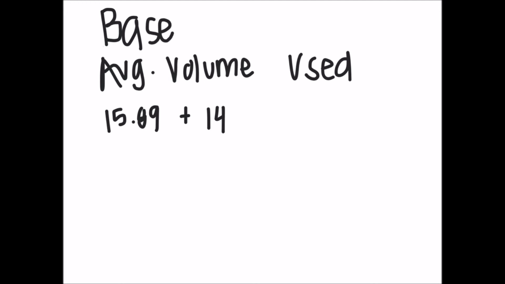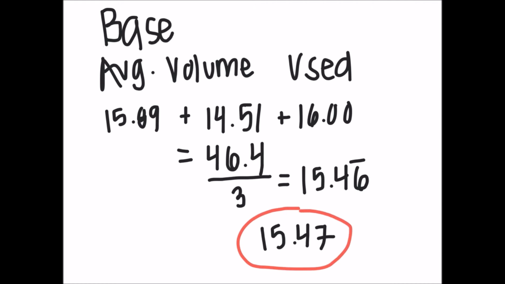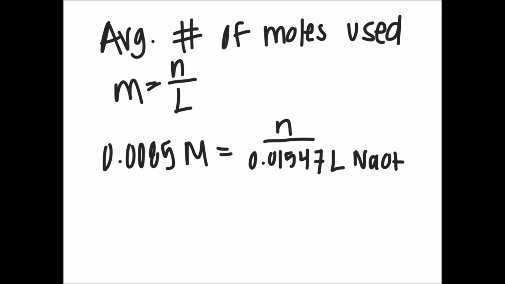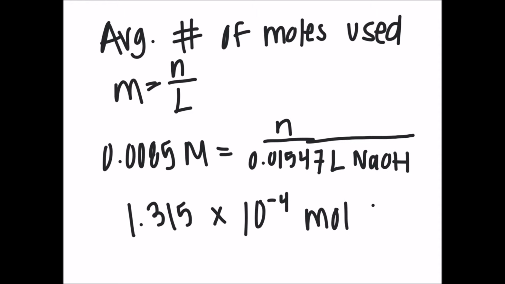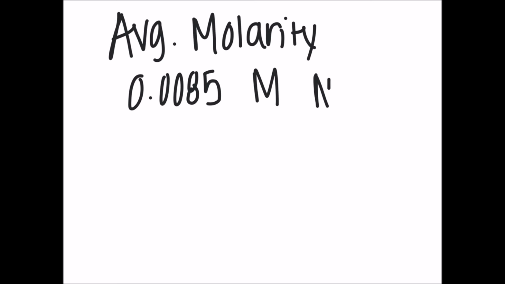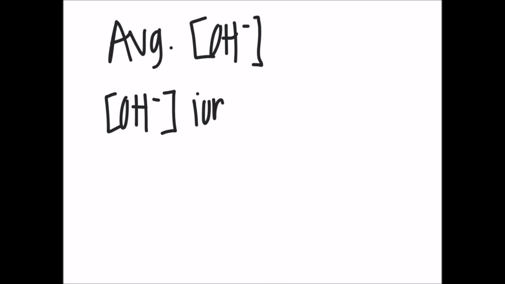Now for the average volume used for the base. You take the three quantities and divide them by 3 again. For the average number of moles used, you take the molarity that we were given and multiply that by the liters of solution to get the moles of solute. For the average molarity, this was given to us in the beginning of the lab by Ms. Ziner.